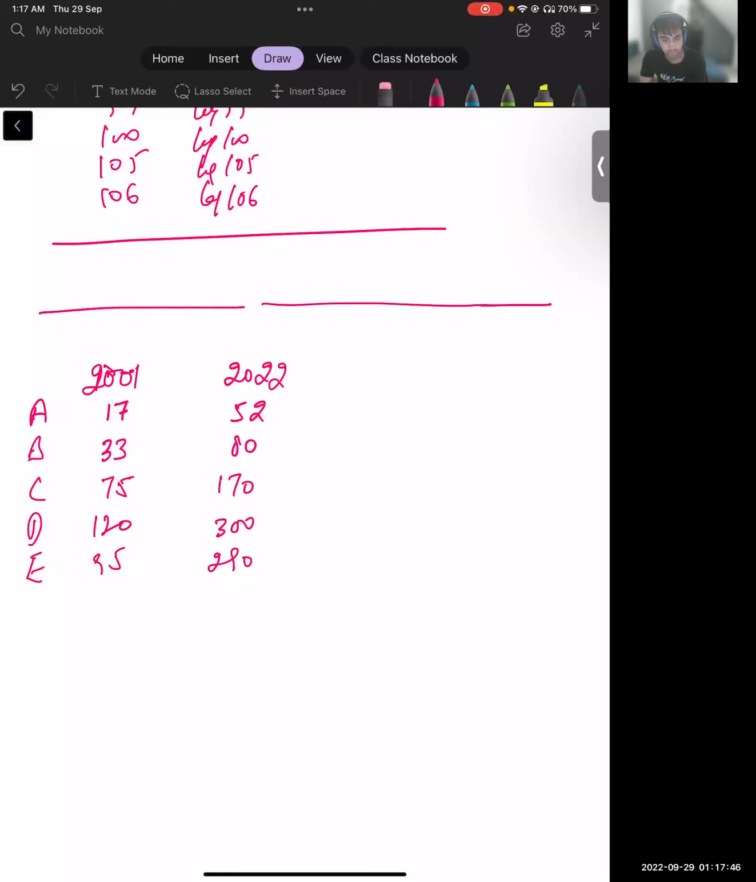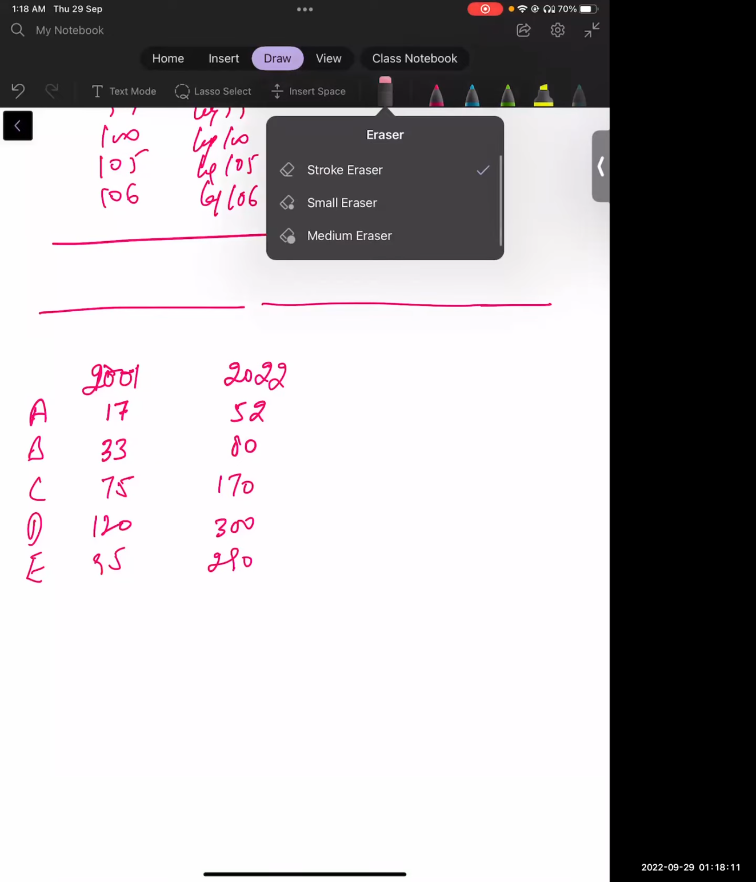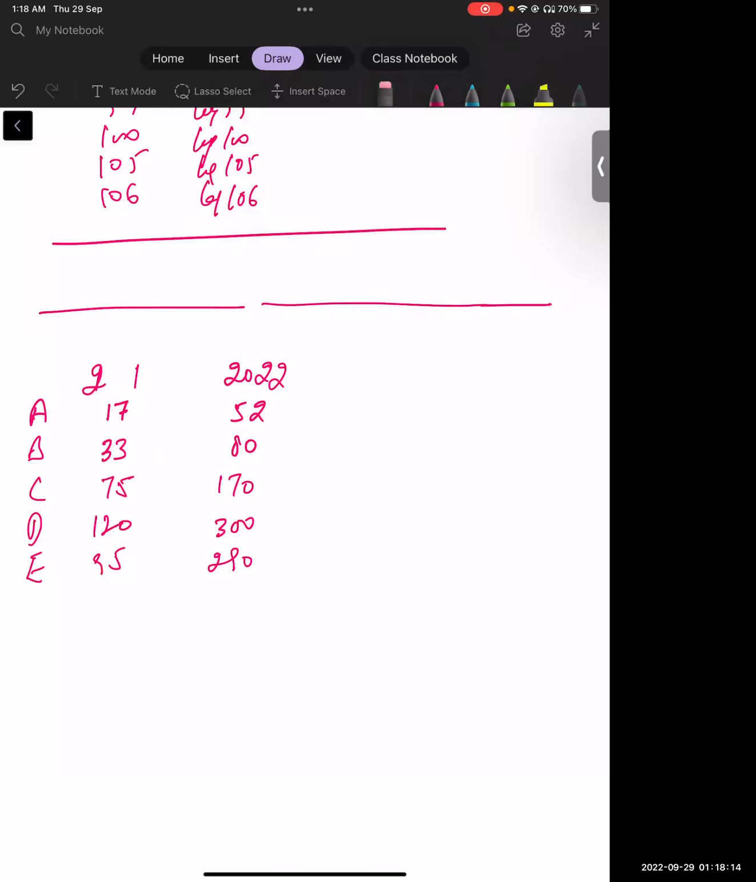So would you have to do log of 290 and 95? No need to take logarithm. It is one of the simplest calculations. You just do 52 divided by 17. Do you know the unitary method? Do you know what the unitary method is? Have you ever done it in the junior classes?